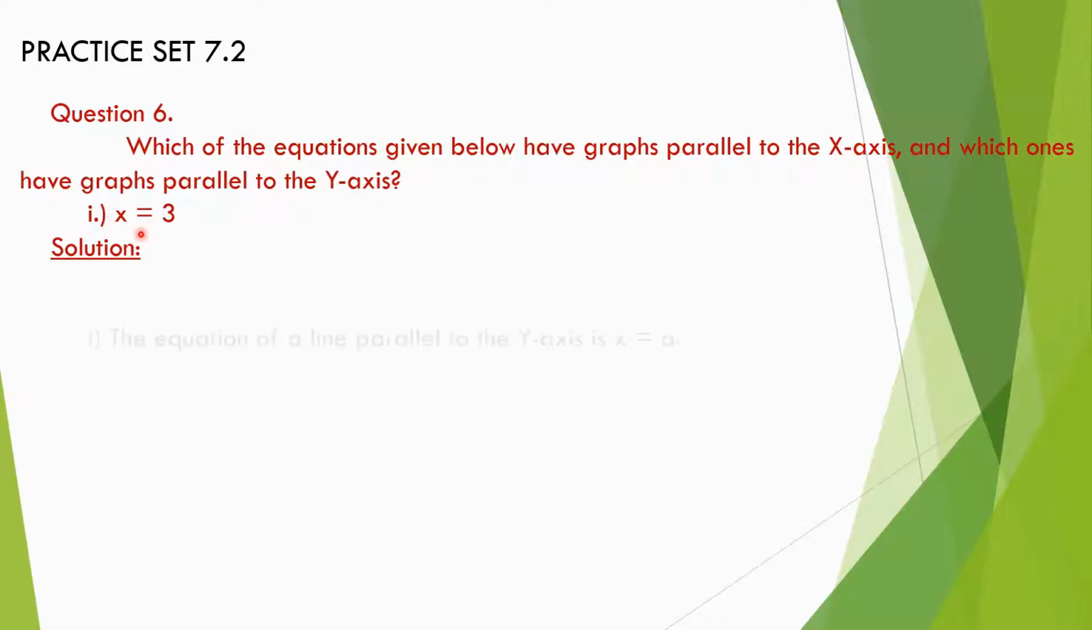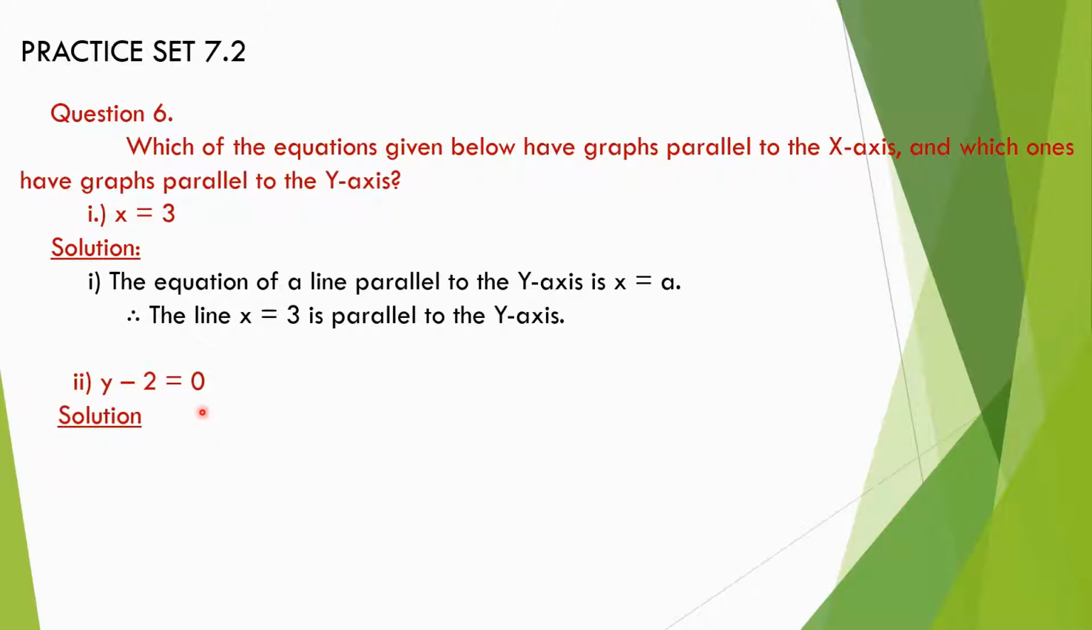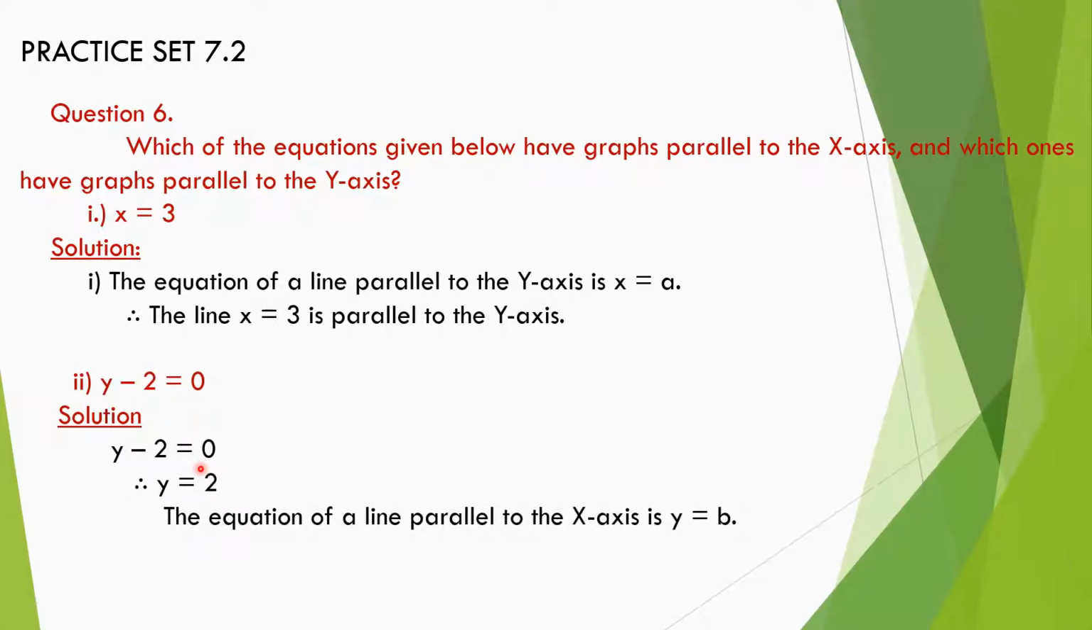Solution. The equation of a line parallel to the y-axis is x equal to a. Therefore, the line x is equal to 3 is parallel to the y-axis. Second, y minus 2 is equal to 0. Solution, y minus 2 is equal to 0. Therefore, y equal to 2, and the equation of a line parallel to the x-axis is y equal to b. Therefore, the line y minus 2 is equal to 0 is parallel to the x-axis.